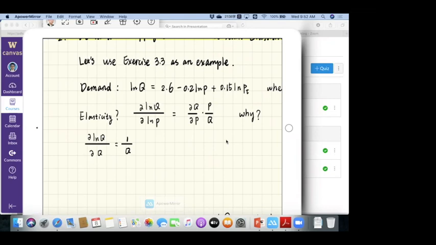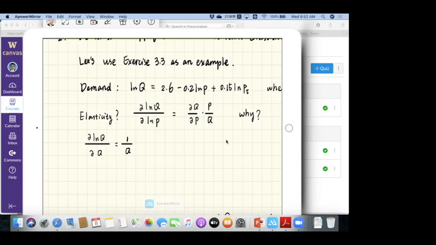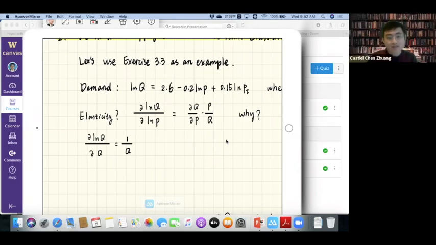Wait, what if it's ln x cubed? Isn't that 3x squared over x cubed? Ln what? Sorry. Ln x cubed, what's the derivative of that again? Is it just 1 over x cubed? Yeah, if it is log x cubed over partial Q, I mean, are you talking about the partial derivative of log x cubed?